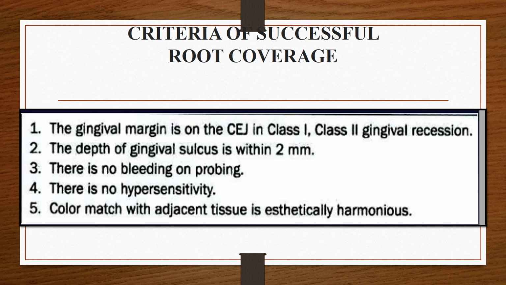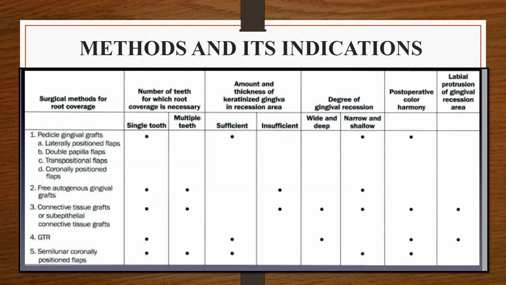So criteria for successful root coverage: the gingival margin is at the CEJ. In Class 1 and Class 2 gingival recession, you can go for a root coverage procedure, and the depth of the gingival sulcus is within 2 mm, there is no bleeding on probing, no inflammation, no hypersensitivity, and color match with adjacent tissue is aesthetically harmonious.